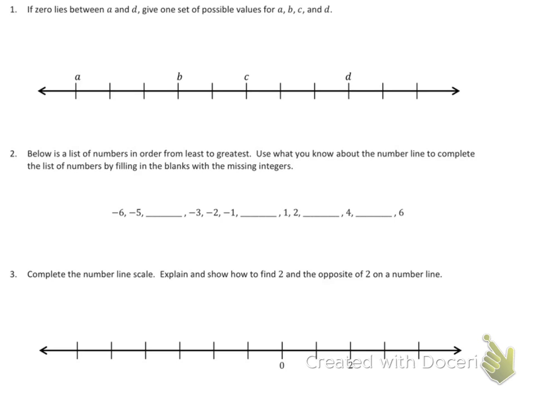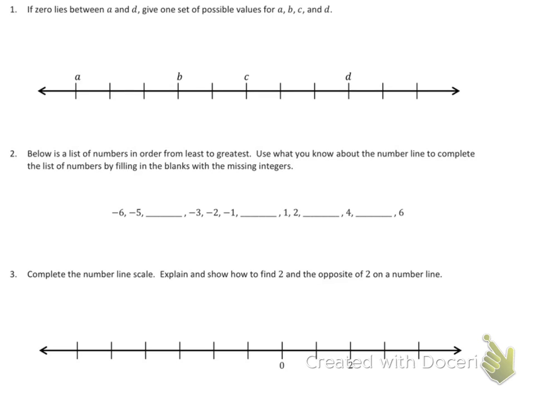Today we talked about integers and the opposites of numbers, and we got a little practice with that. I've got 3 questions here to go through with you to help you out with your practice today. Number 1, let's start there.